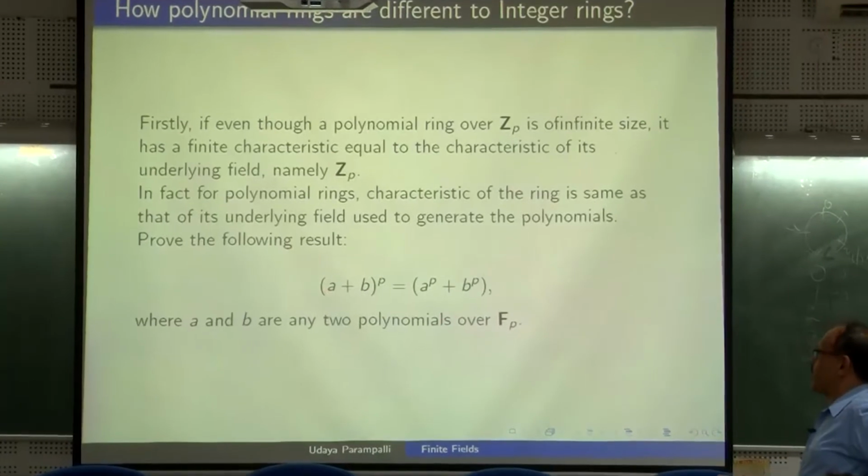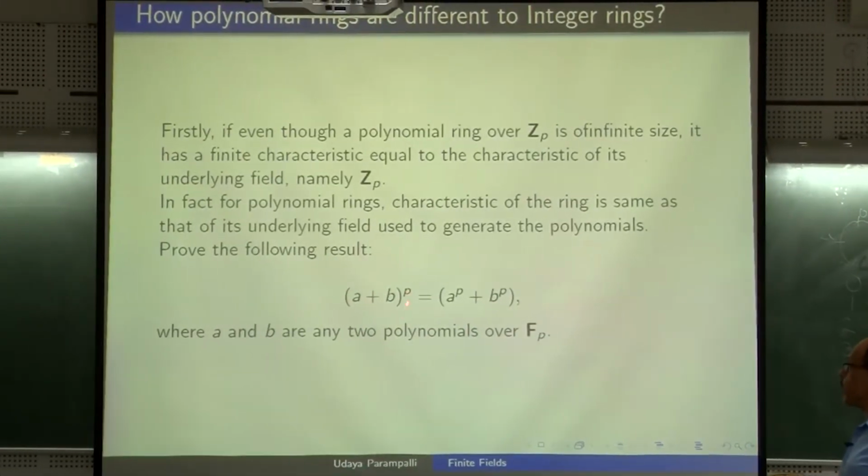So prove the following result: (a plus b) to the power of p is a to the power of p plus b to the power of p.